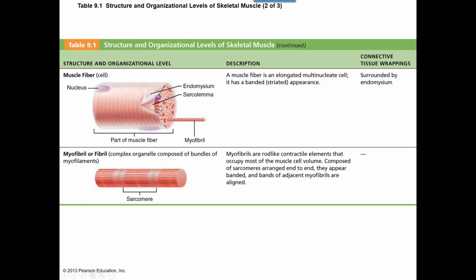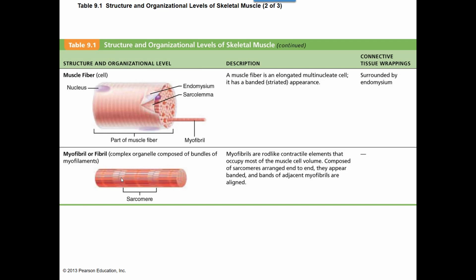Now, if we zoom in on our myofibril, we're going to look at some of the smaller parts of the myofibrils, something called sarcomeres. These are repeating units on the myofibrils, and you can already start to see there are some darker areas and lighter areas. These sarcomeres are what's going to make our skeletal muscle appear striped.